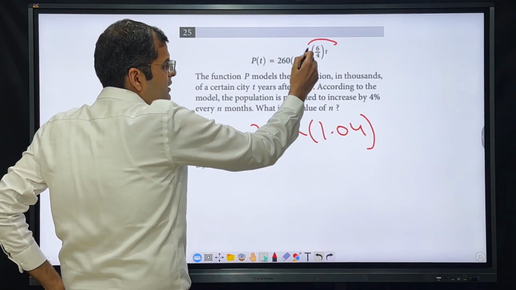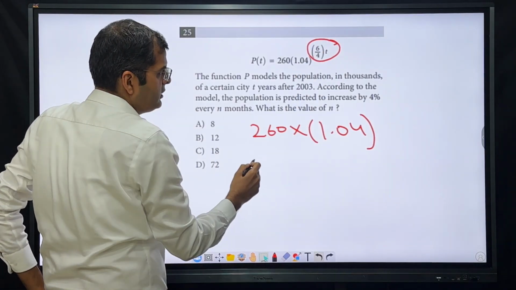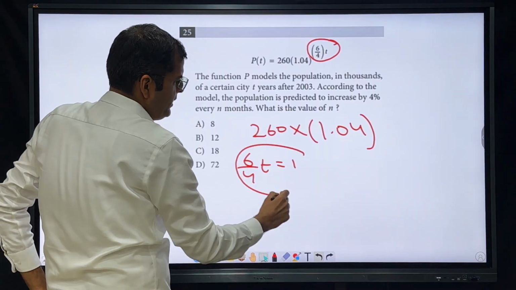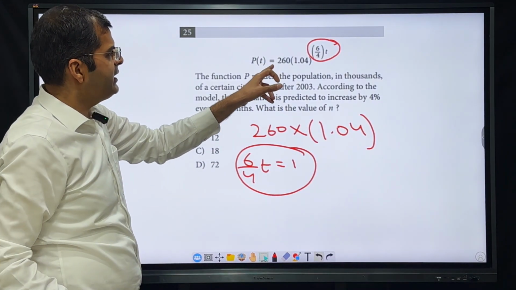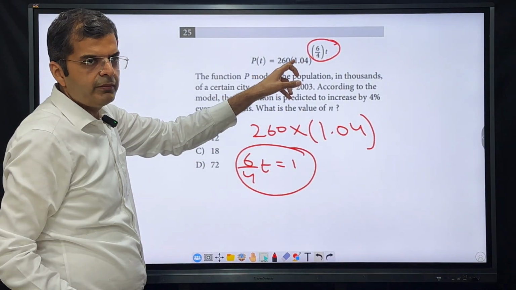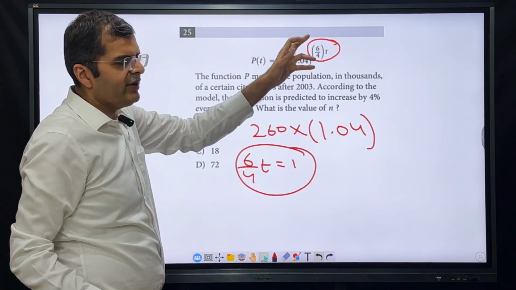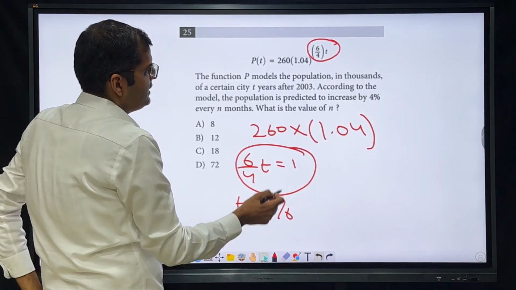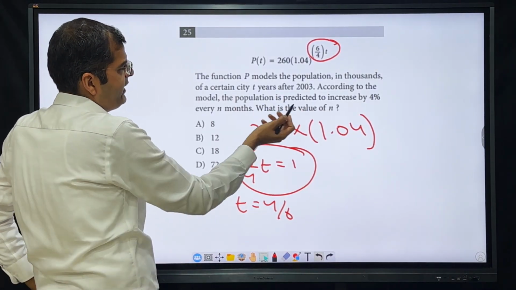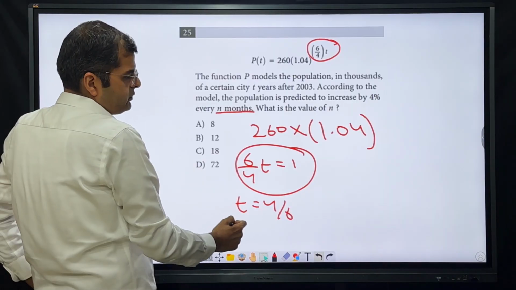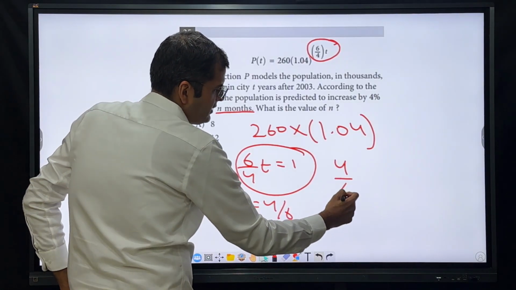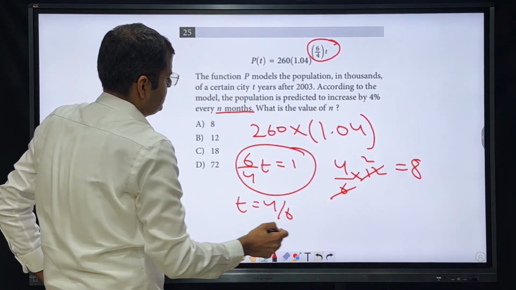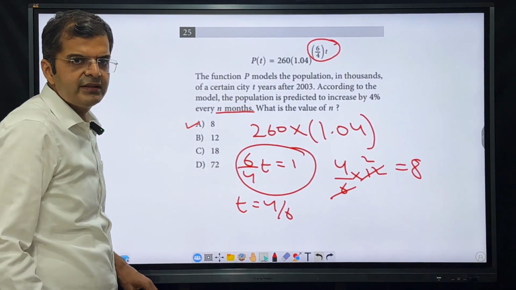That means this power, 6 by 4 into t, should be equal to 1, because only then the population will be 260 into 1.04. So if this is 1, t is equal to 4 by 6. T is what in years? We have to find in months. It is n months. So it is 4 by 6 years. So how many months? 4 by 6 into 12. That is 4 into 2, 8 months. Option A, 8 months is the right answer here.